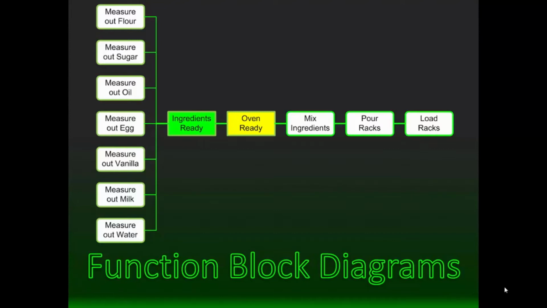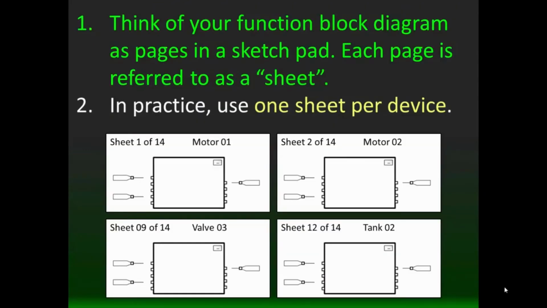It might be the permissive or the condition along with oven ready to trigger or initiate mixed ingredients. My point is, each one of these is a separate process. Measuring out the flour isn't just a bit you turn on to measure out the flour. You actually have a measuring process. So each one of these rectangles could be a sheet, and on the sheet you have all the individual steps. So you have this overall view, and it is linked together, and then you would have individual sheets.